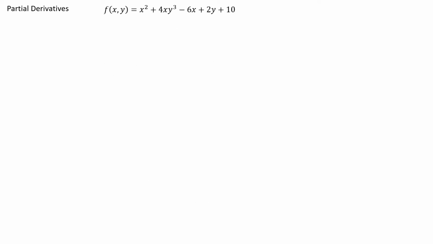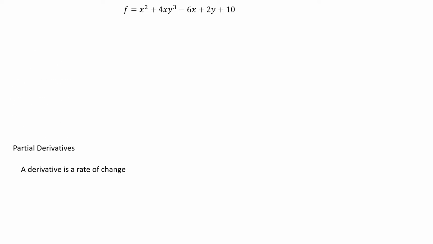Notice it's a function of two variables. By the way, for simplicity, let us just write f instead of f of x y. It's clear that f is a function of x and y anyway, so no need to overtly state that. What does it mean to take a partial derivative?